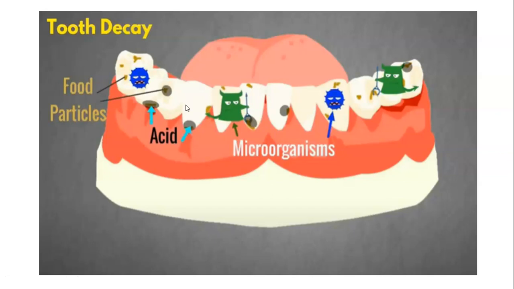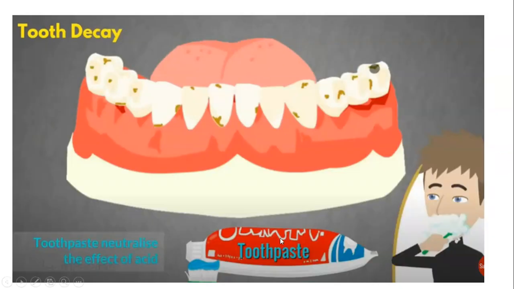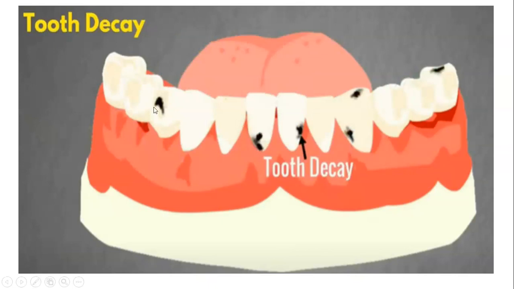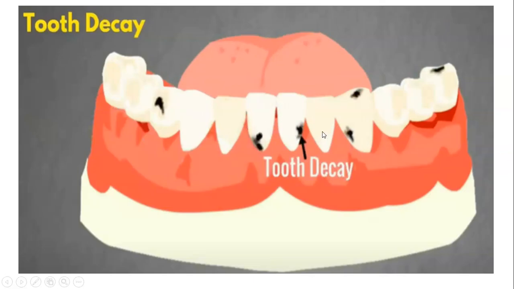So what are you going to do if acid is produced on the teeth? You will use toothpaste, right? When acid is produced, the dark stains stick to the tooth, and that is called tooth decay. When food particles are present on your teeth, the microorganisms react with them to produce acids. And when acid is present on the tooth, you may call it tooth decay.